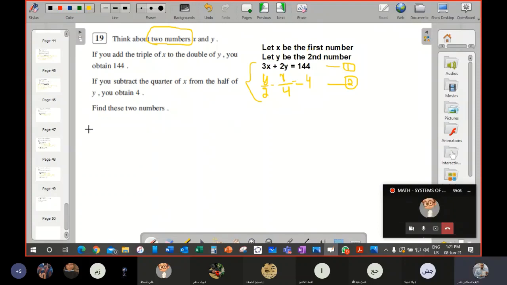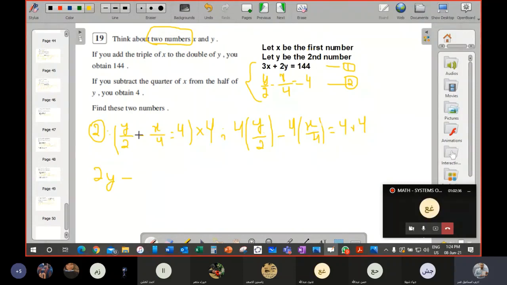In equation 2, we have what? Fractions. Can we get rid of the fractions? We start with equation 2. How do we get rid of the fraction? We multiply the whole equation 2 by 4. 4 is the least common multiple of 2 and 4. We get 4 times y over 2 minus 4 times x over 4 equal 4 times 4.